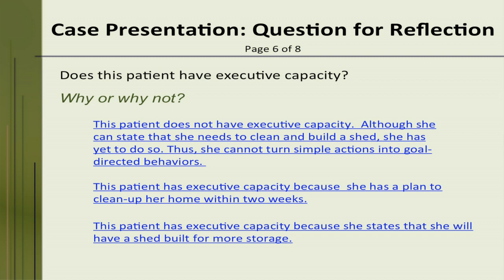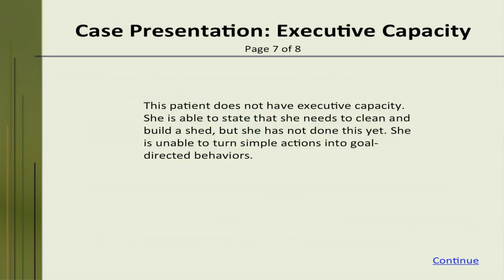Now, as we mentioned before, the ability for a person to tell you the things they need to do and actually do the things they need to do, there's a distinction there, and that distinction is made clear by executive capacity limitations. And so in this case, this patient does not have executive capacity. She is able to state that she needs to clean up and build a shed, but she has not yet done this. She is unable to turn simple actions into goal-directed behaviors, which is the definition of limited executive capacity.